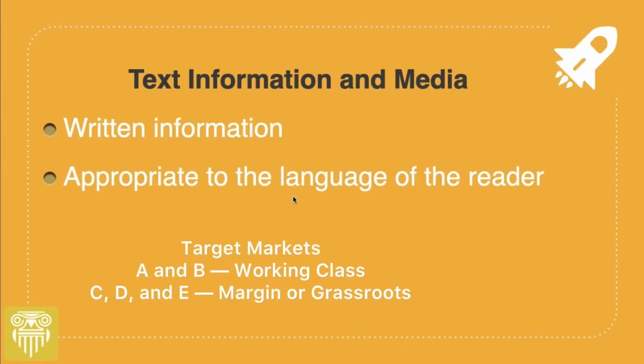And who are those target markets that we have? We have class A, B, C, D, and E. And we divided them into two, right? So we have class A and B, and these are our working class. These are the supervisors, managers, CEOs, COO, even students can be categorized as working class. And we also have the marginalized sectors such as the CDE. So there are the margin or the grassroots.